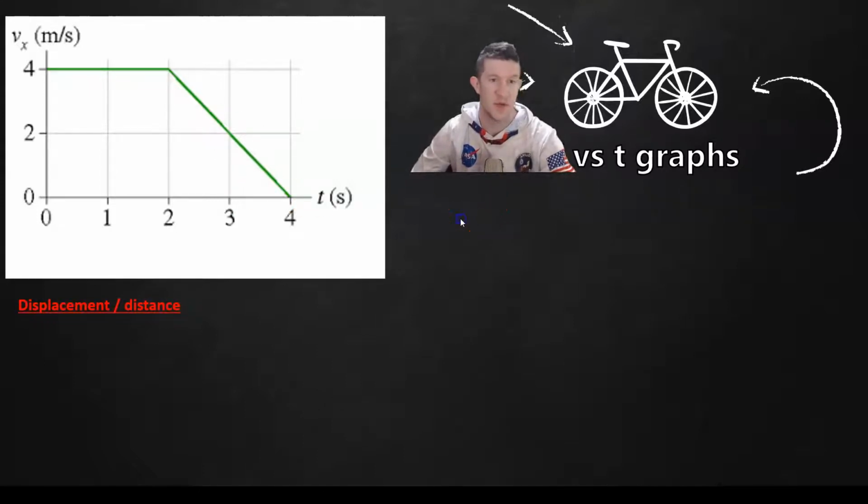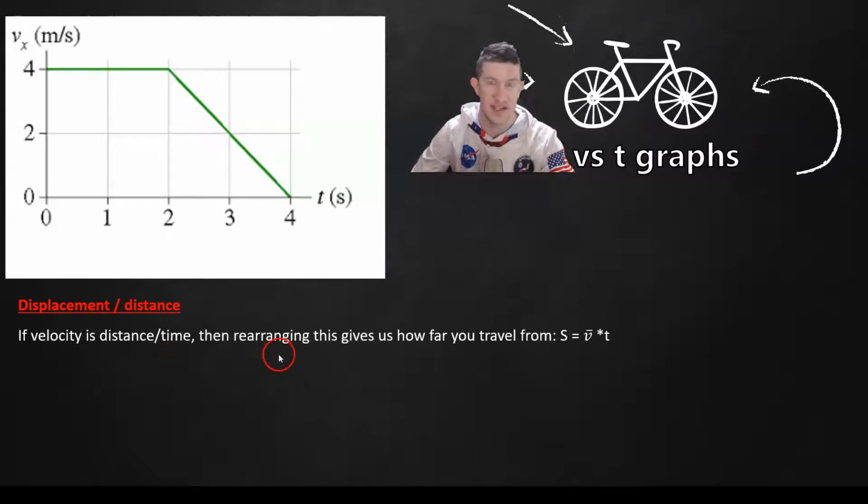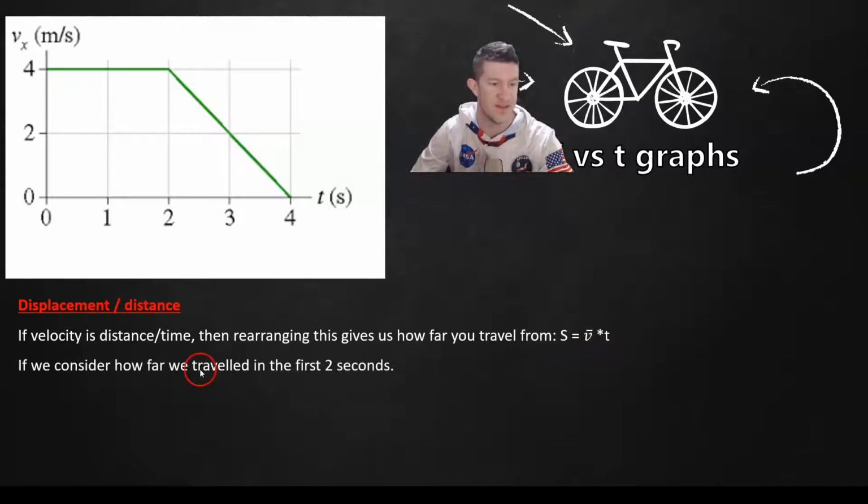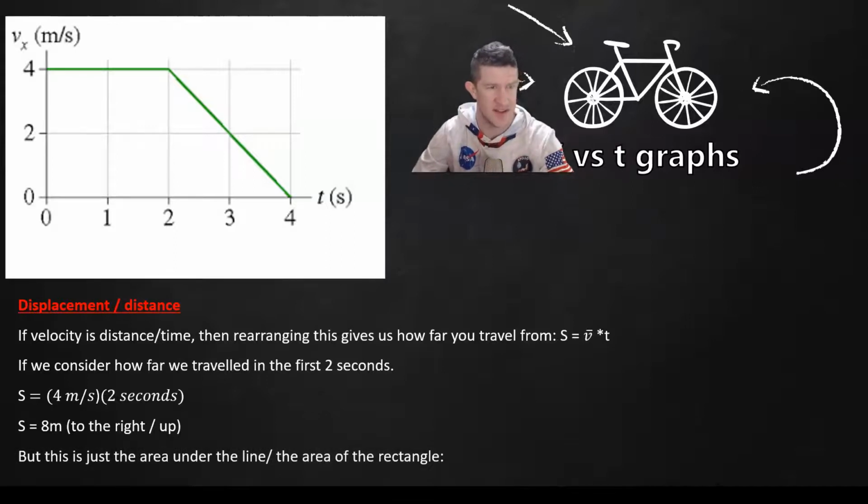So if we want displacement or distance, given that velocity is the distance divided by time, if I rearrange this formula, it gives me how far I've traveled: displacement as velocity times time. So if we consider how far we traveled in the first 2 seconds, I've moved at 4 meters per second for 2 seconds, so my displacement is 8 meters to the right or up, depending on what we're defining. But you may notice that this is also just the area under the curve. If I multiply 4 meters per second and 2 seconds, I get this area, and it gives me the same value.